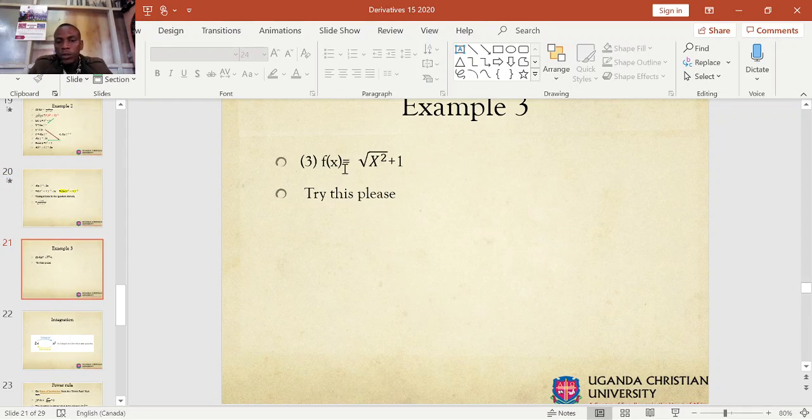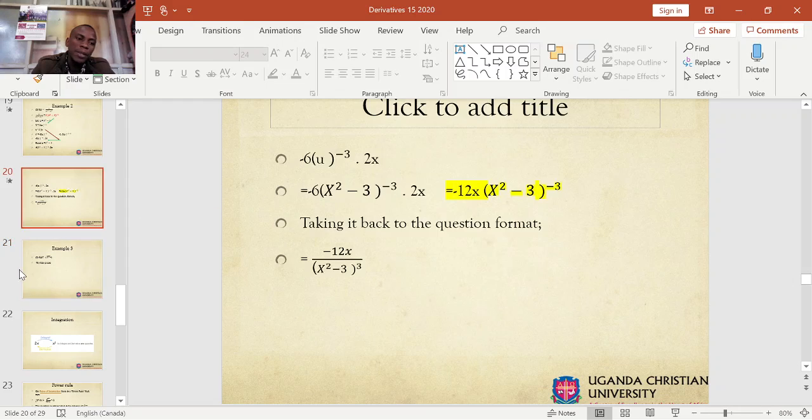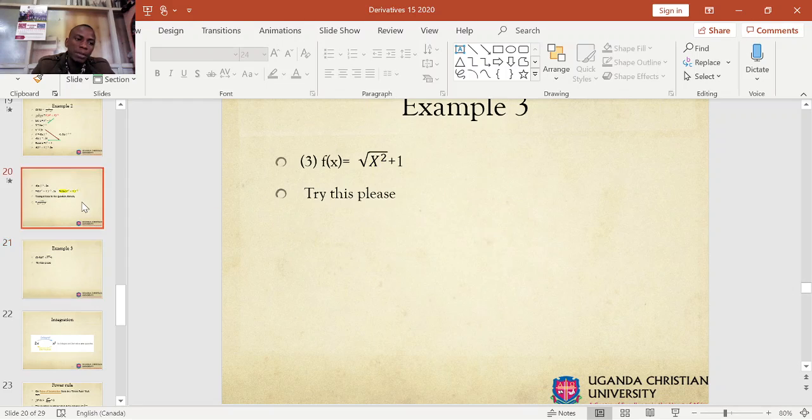x times the square root of x squared plus 1. Recall, if I have the square root of this, it will be the same as x squared plus 1 to the power a half. So you can go and find out how to deal with such numbers. Number 3 is yours to compute.